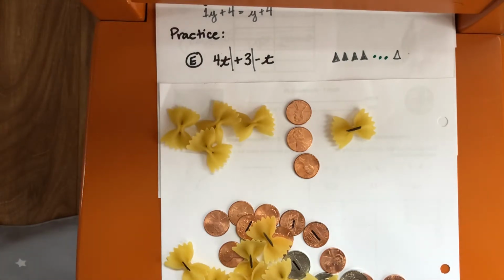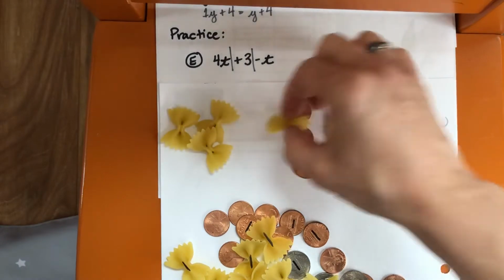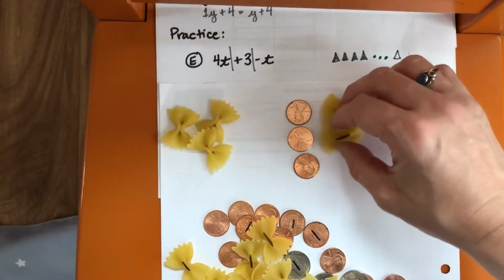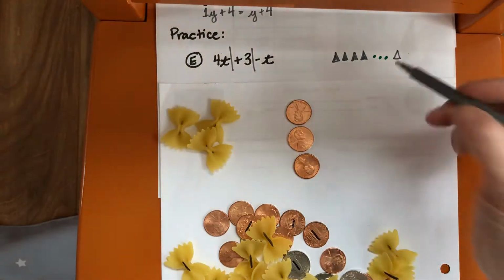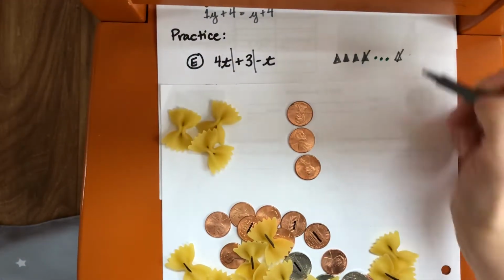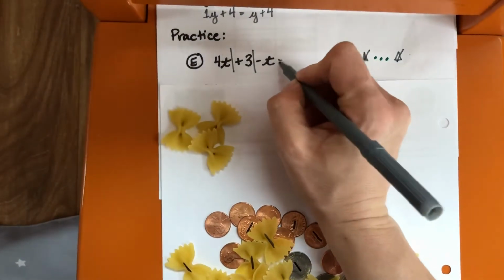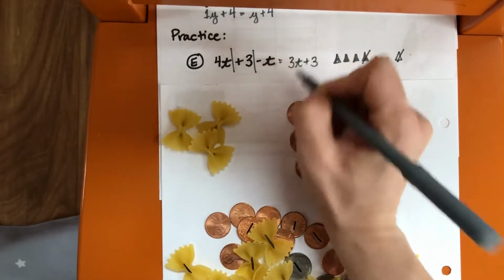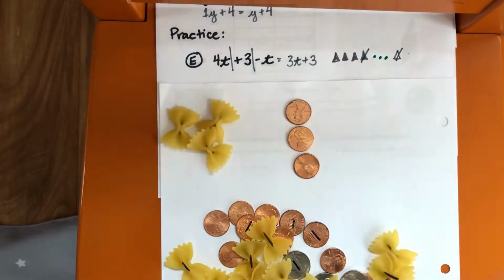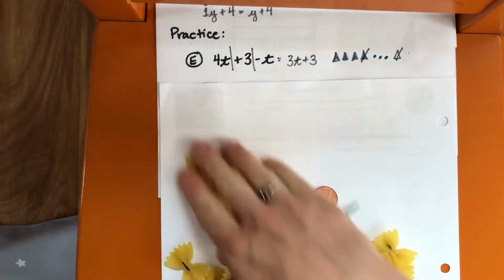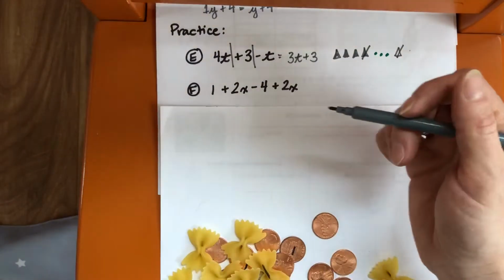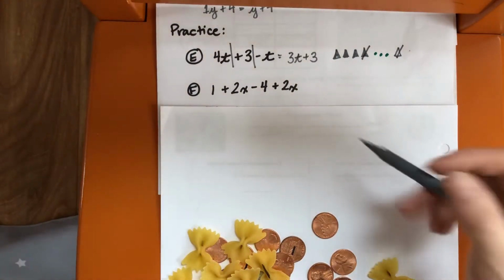The only thing I can do here, the absolute only thing I can do here, is make a 0 pair with my t's. So I'm going to make that 0 pair and get rid of them. That looks like this here, and you can see what I'm left with is 3t plus 3. 3t and 3.